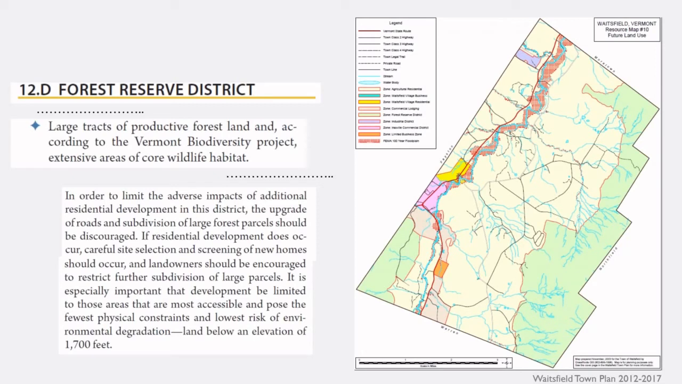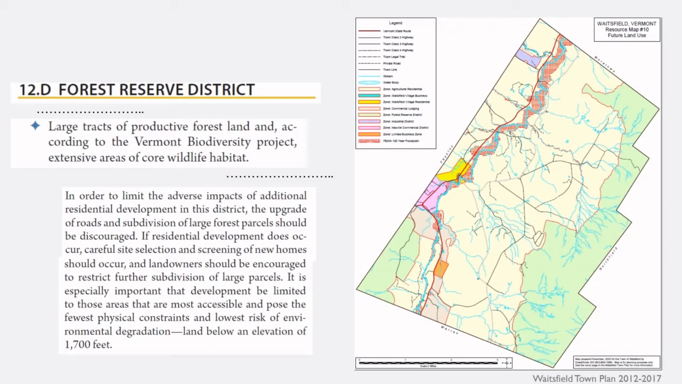Within that district, they've identified that it is defined as all the lands with an elevation of 1,500 feet and above. So they've taken that forested area and had to make a decision on how they're going to create a boundary around it. So they've chosen that elevation line to determine that forest reserve area. They've identified that the forest reserve district includes large tracts of productive forest, according to the Vermont Biodiversity Project, which includes extensive areas of wildlife habitat.